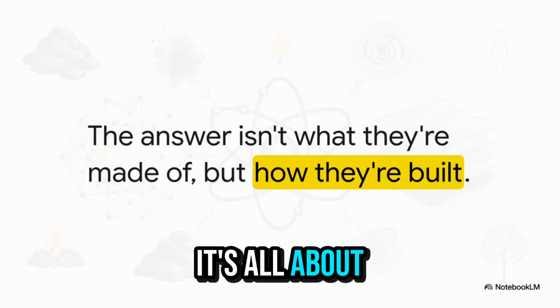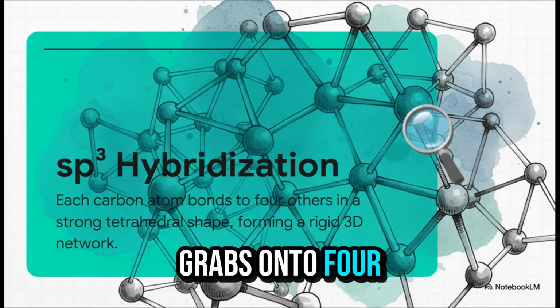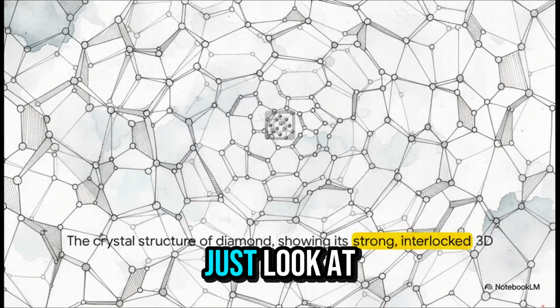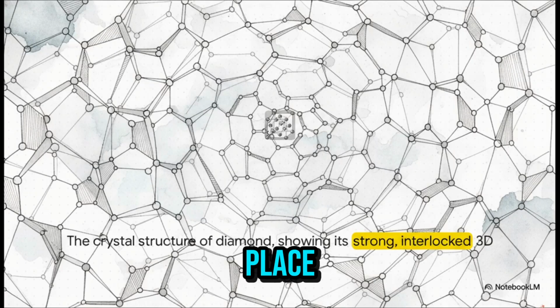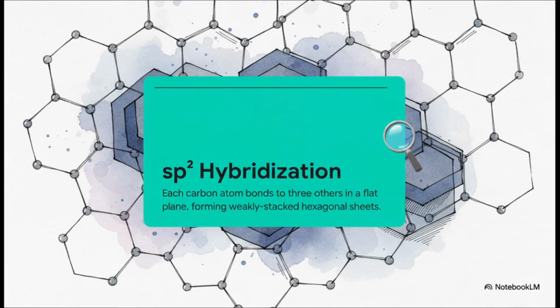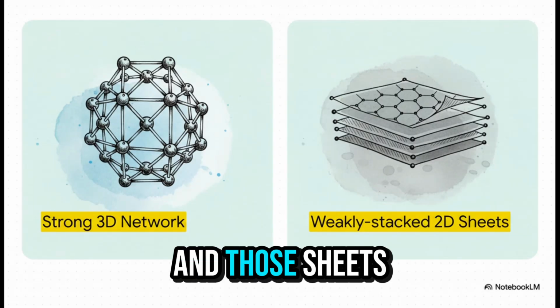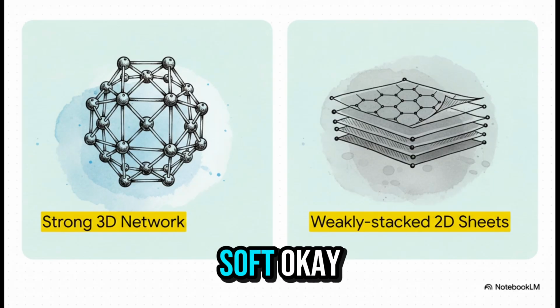It's all about structure. Inside a diamond, every carbon atom grabs onto four others. This creates this incredibly rigid 3D network. Just look at that. See how every single atom is locked perfectly in place? Super strong. But graphite, it's a whole different story. Atoms only bond to three others, making these flat sheets. And those sheets are just kind of stacked on top of each other, super loosely. That's why it's so soft.